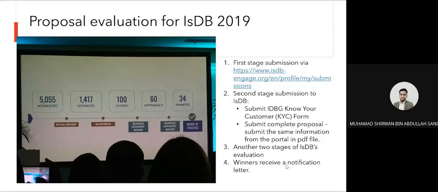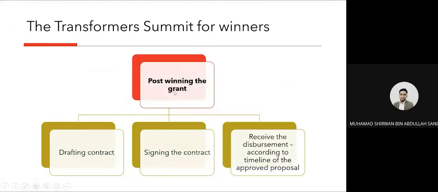Okay, what are the next steps after the application? So next, after you apply and you become the winner, they will ask you to draft a contract, and they send you the draft contract. You sign the contract, send it back to them, and then you will receive the disbursement according to the timeline that you have proposed in your proposal.